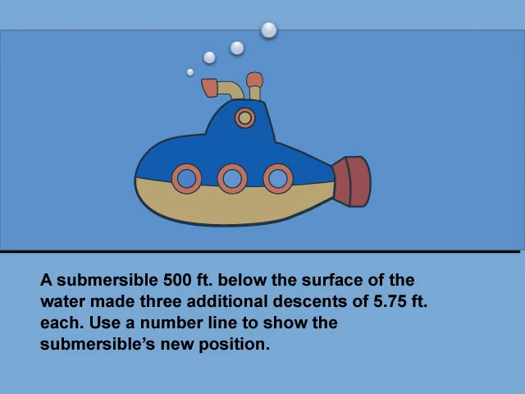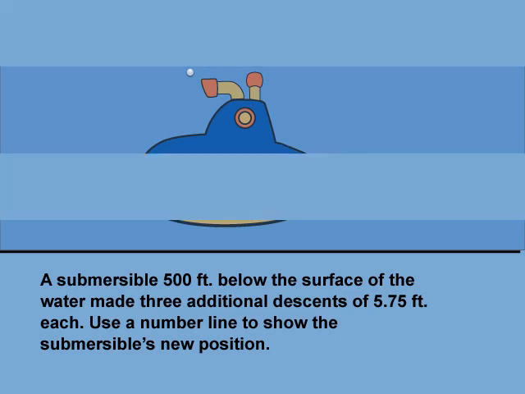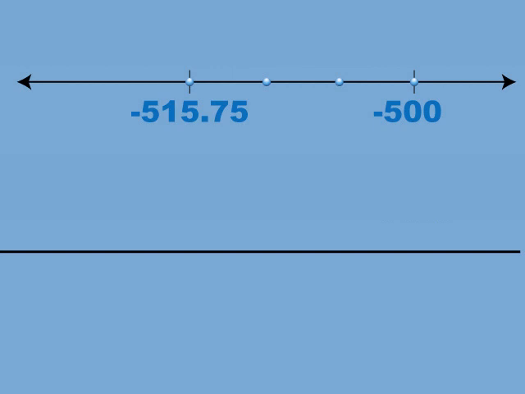A submersible 500 feet below the surface of the water made 3 additional descents of 5.75 feet each. Use a number line to show the submersible's new position. Use a number line to model the 3 incremental descents. Start at negative 500 and add increments of negative 5.75.